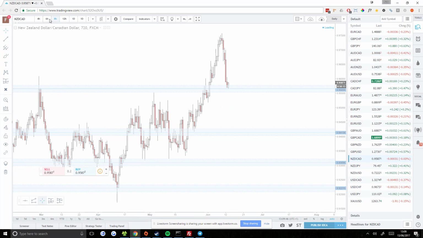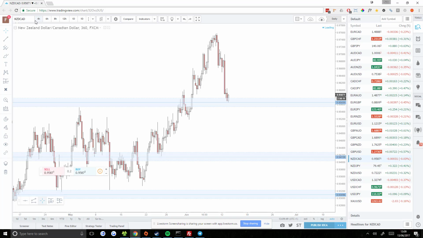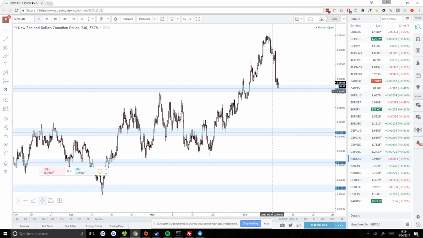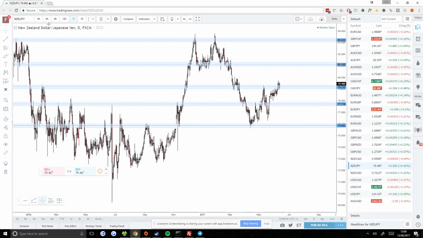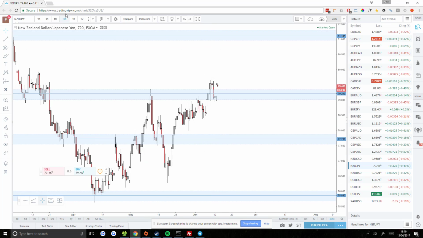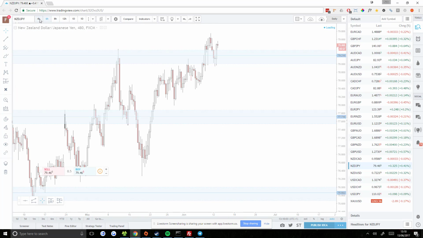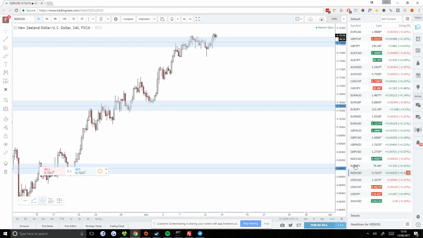New Zealand CAD. New Zealand CAD stalling on top of a support area. I don't really like this trade. I don't even like this pair. I don't even know why I have it here. New Zealand JPY. What is happening with New Zealand JPY? Potential continuation, but it's already triggered, so too late. New Zealand USD.